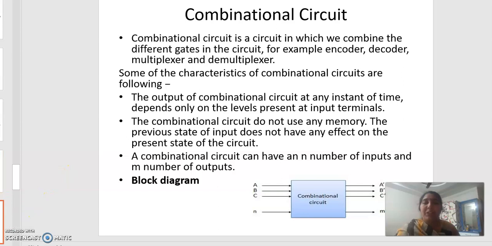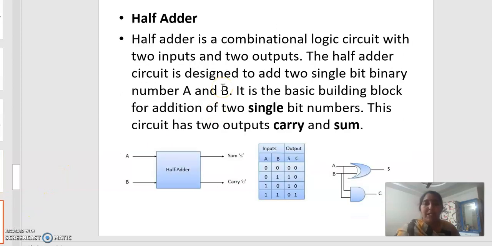The first combinational circuit is the half adder. A half adder is a combinational circuit which adds two input bits and produces two output bits. So for the half adder, we have two input bits, A and B, and two outputs, sum and carry.